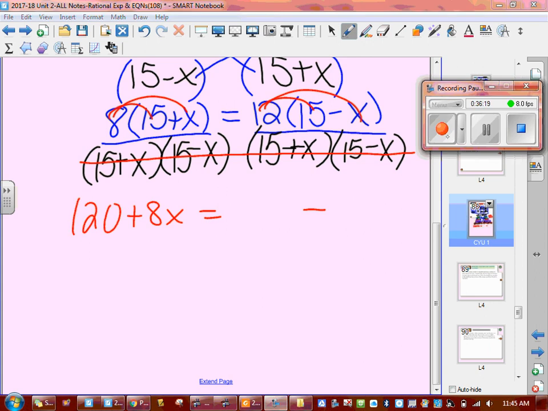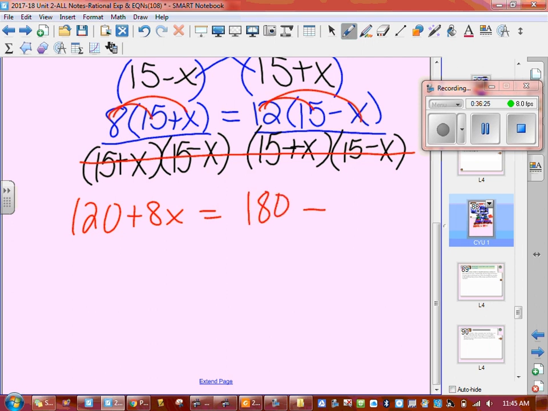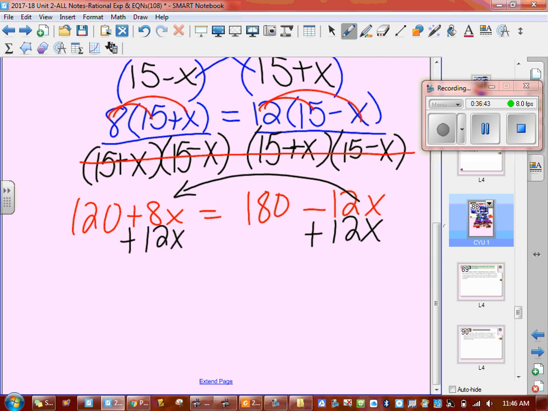At this point, we are just switching sides of our equal sign. So we're going to take x to the left. I'm going to add 12x to both sides. And then I'm going to remove the 120 and take it to the right, so I'm going to subtract 120 from both sides. We're going to add like terms on both sides now. This is going to give us 20x.